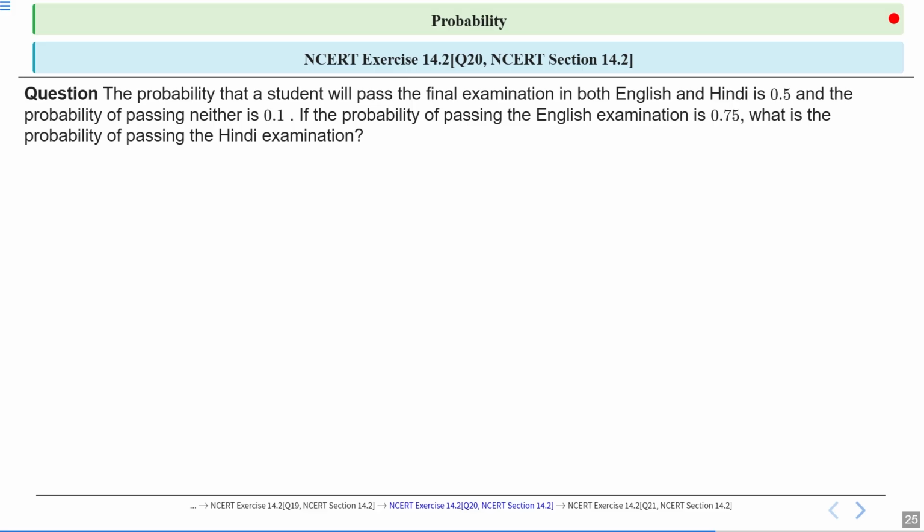What is given: the probability that a student will pass the final examination in both English and Hindi is 0.5, the probability of passing neither is 0.1, and the probability of passing the English examination is 0.75. Then we have to find the probability of passing the Hindi examination. So first of all, try it yourself. You have 40 seconds to try to solve this question, and then we will provide the solution.